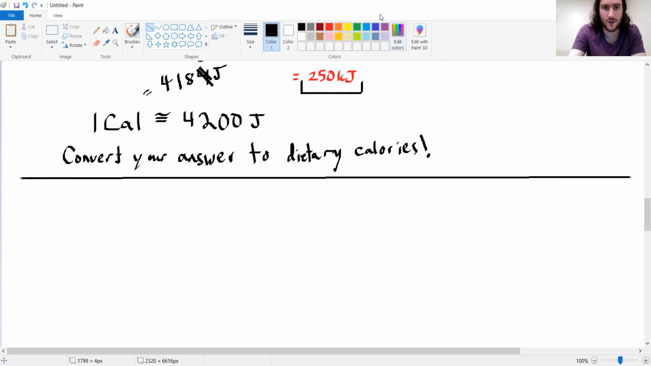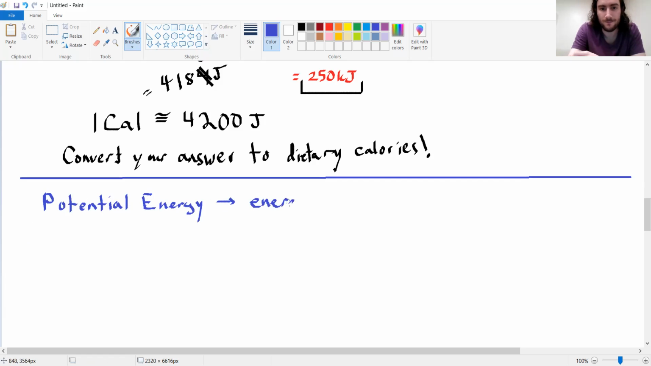Okay, so let's go ahead and jump into the idea of potential energy. Potential energy is going to be energy due to your position. So we start by just giving a brief description of potential energy like that. We have kinetic energy, which is energy due to motion, and potential energy is energy due to your position.